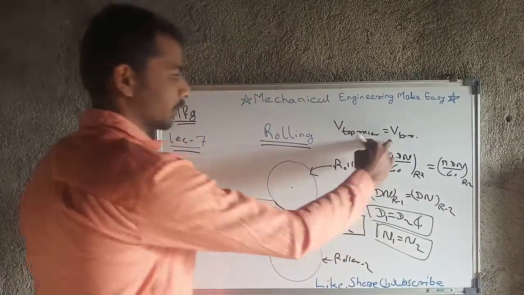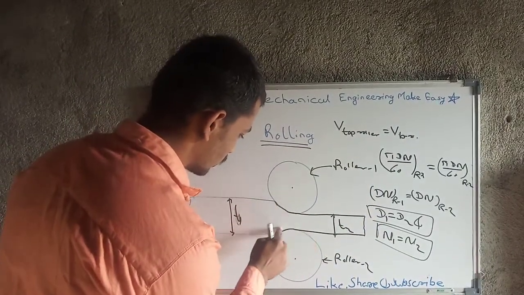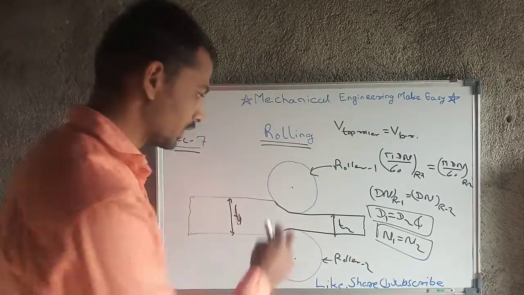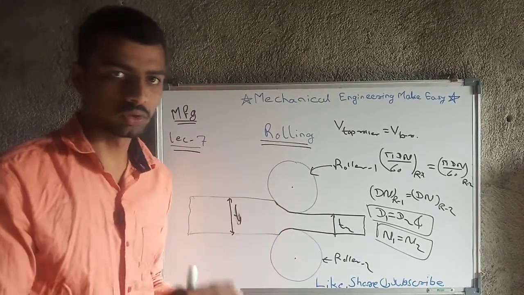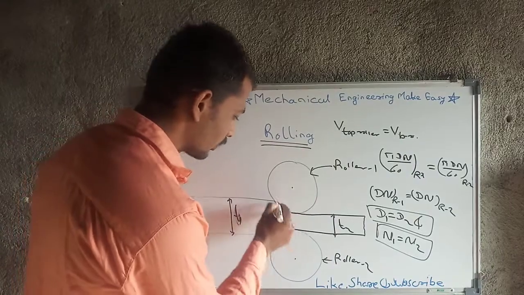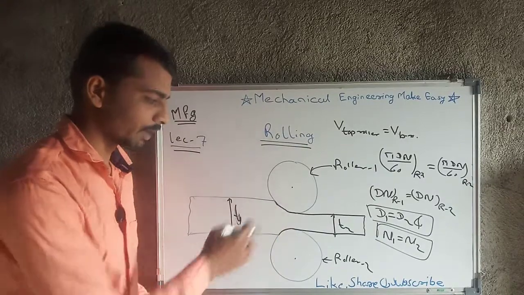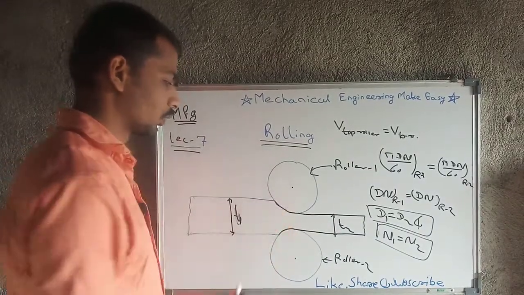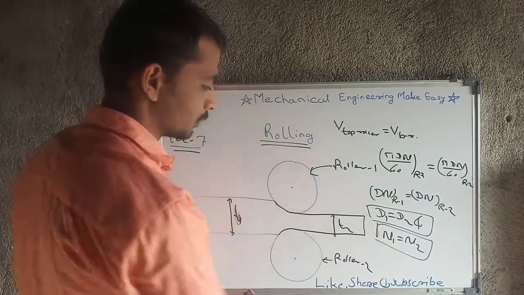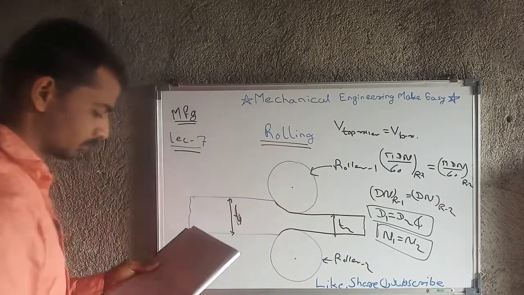Why have we taken the velocity of both rollers to be the same? Because they are in contact with the same area here and here, so they should have the same velocity. Otherwise, if one roller has more velocity than the other, that roller will slide on the surface. That's why the velocity of both rollers should be the same, and as velocity is the same, the diameter will be the same and the speed should be the same. This is all about the basics of rolling.